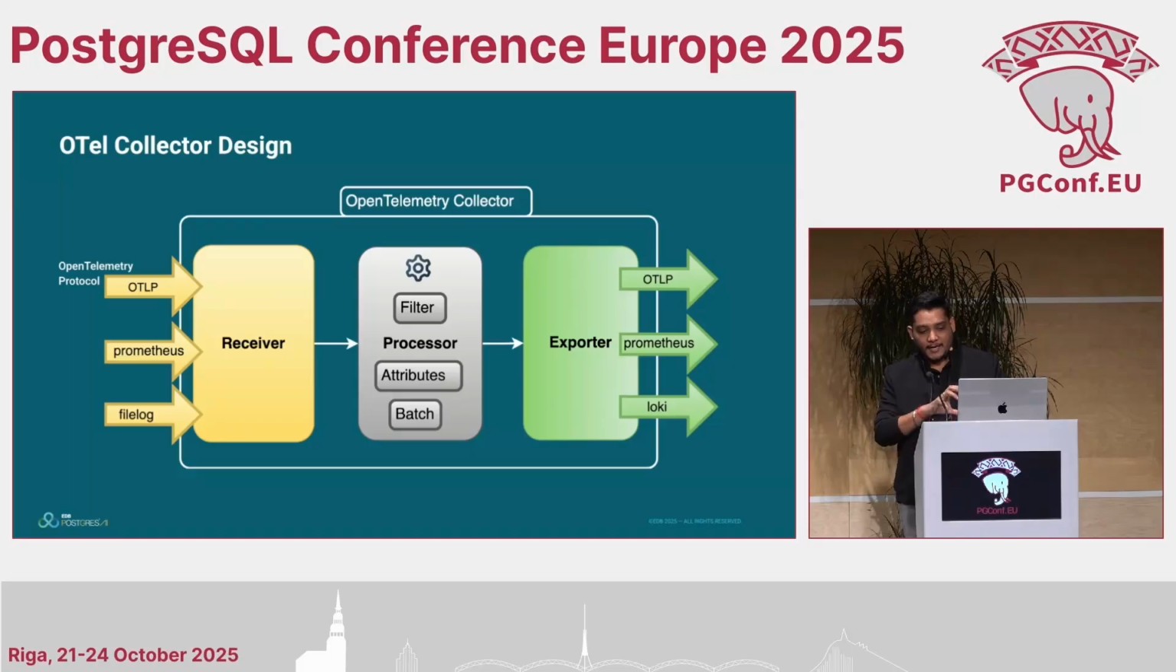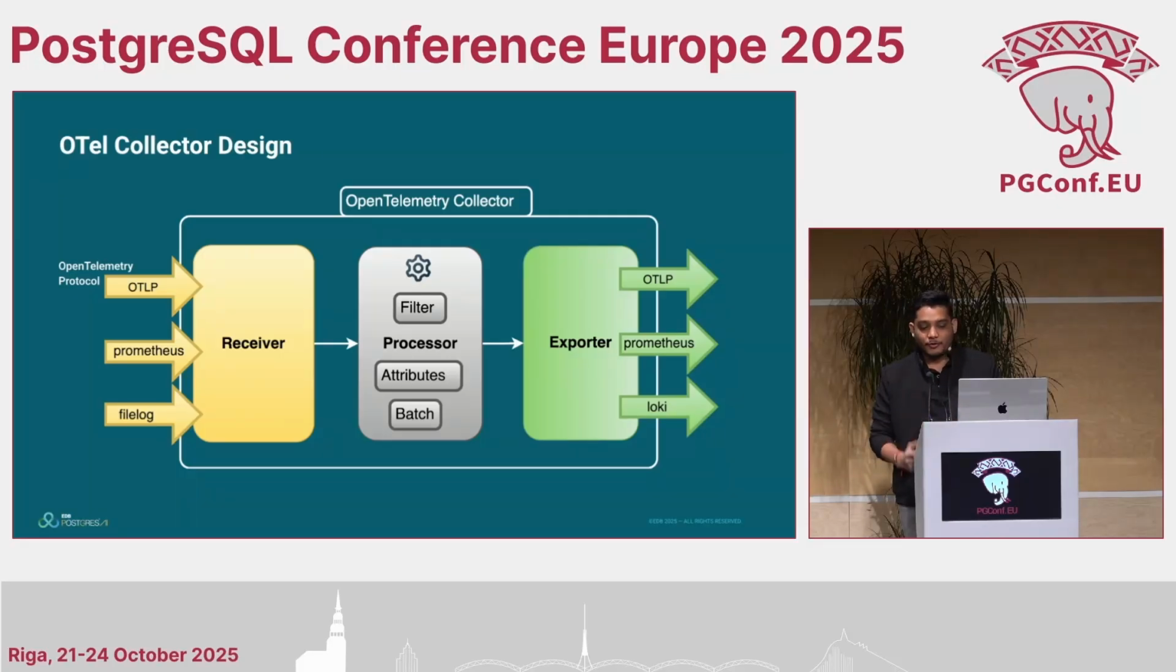For example, with this receiver, processor, and exporter, it receives the OTLP data, and it can also export the OTLP data. So it's like a Lego. You can connect one OpenTelemetry collector to another to achieve scaling as you want.